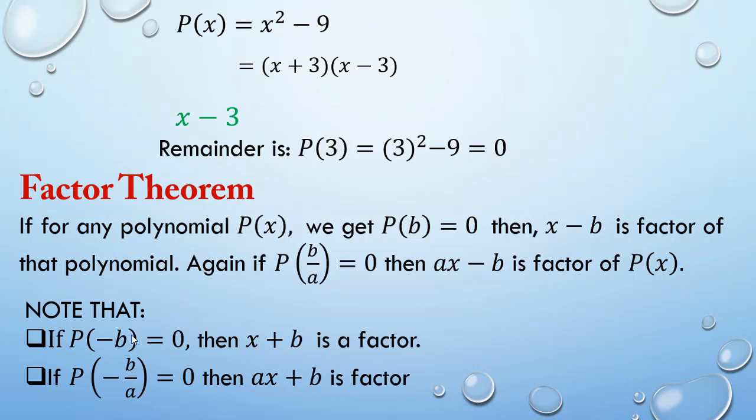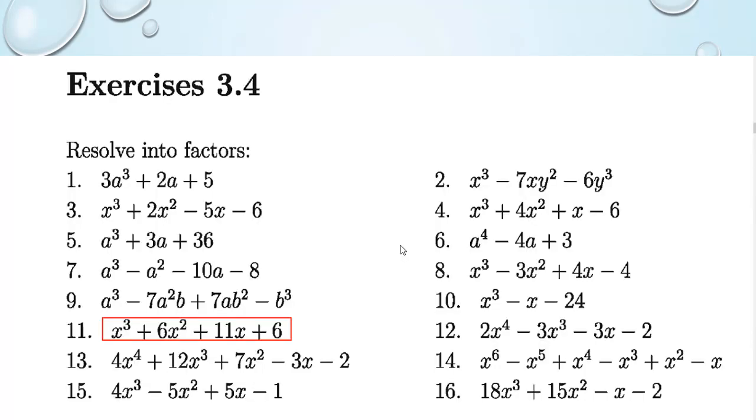Again, you need to be careful about these two things. If p of minus b is equal to 0, then x plus b is our factor, and if p of minus b by a is equal to 0, then ax plus b is our factor. Okay, let's find a factor of number 11.